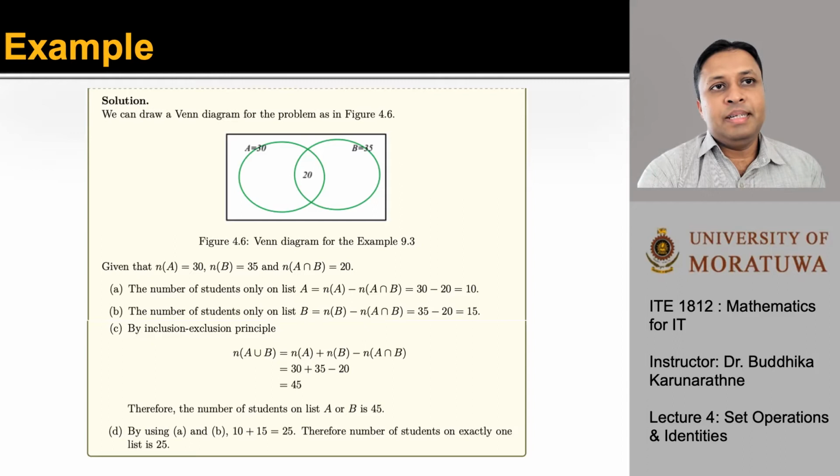And for part D, by adding the two results, 10 plus 15, we get 25. Therefore, the number of students on exactly one list is 25. So these are the procedures that we use to do these kinds of calculations, which are related to sets and their operations.